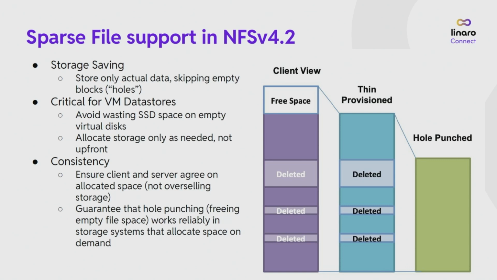So from this view, sparse file support can improve the utilization of storage saving. So it's very critical for the VM data stores. It could avoid wasting SSD space on the empty virtual blocks, and it allocates storage only as needed, not upfront. It should be supported on both the client and the server, so it should meet consistency: it ensures client and server agree on the allocated space.